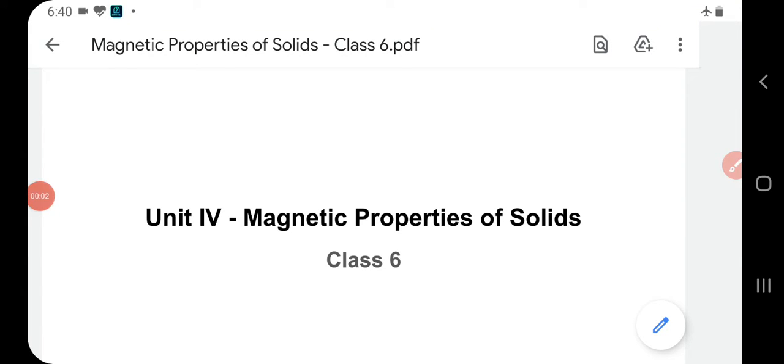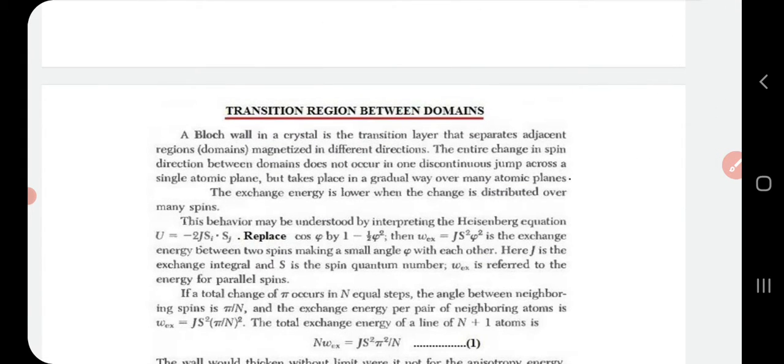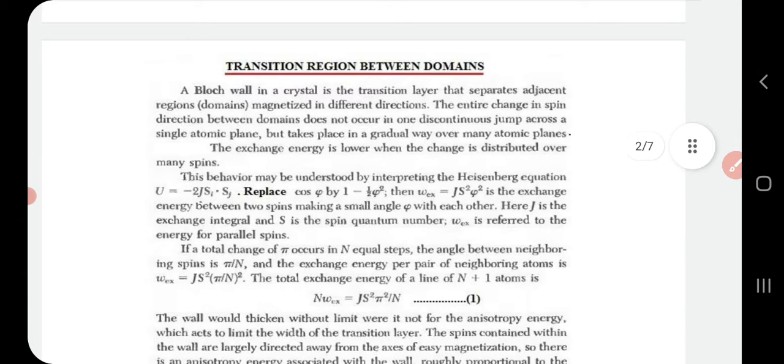Good morning. This is class 6 on our unit for magnetic properties of solids. Today we are going to discuss the transition region between domains. Now what is meant by a block wall?